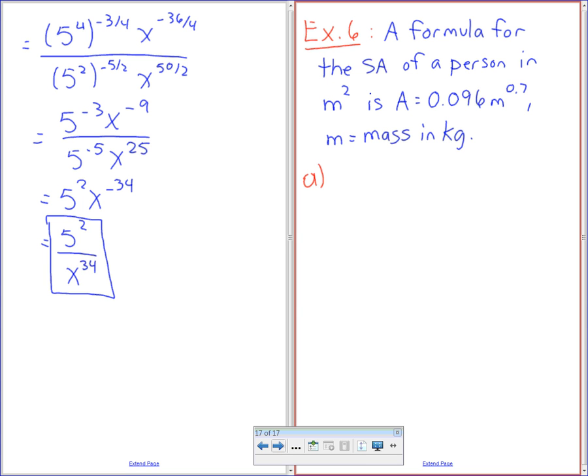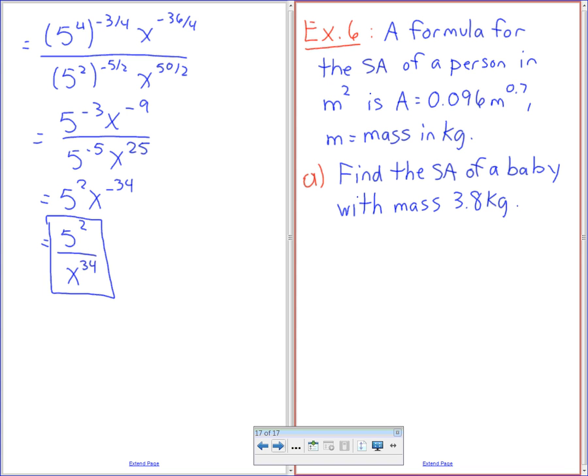Find the surface area of a newborn baby with mass 3.8 kilograms. How much skin people have? Maybe like suntan lotion people. Or people who want to make. All right, let's not go there, please.